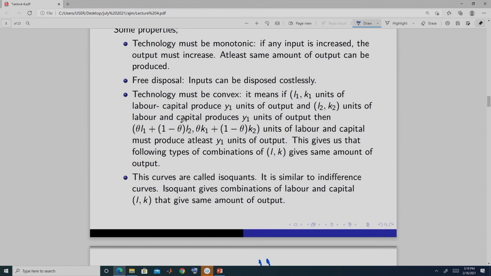So formally it is like this: if we use L1 and K1 units of labor and capital to produce Y1 units of output, and again we can use L2 and K2 units of labor and capital to produce Y1 units of output, then any linear combination, that is theta L1 plus (1 minus theta) L2 of labor and theta K1 plus (1 minus theta) K2 of capital, will give us at least Y1 units of output. Okay. So this is what it means that the technology is convex.